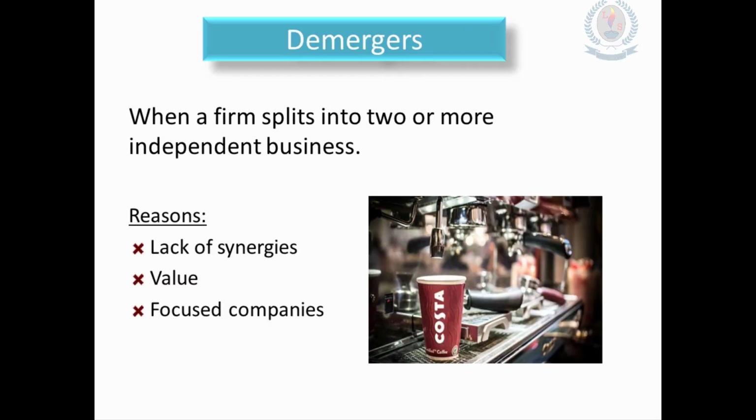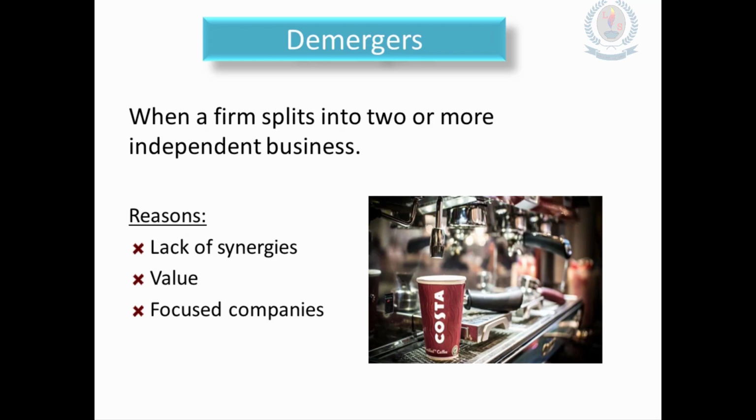In this slide, we are going to talk about demergers. A demerger occurs when a firm splits itself into two or more separate parts to create two or more firms. The new firms may be of roughly equal size. Sometimes the term is used to describe the sale of a small part of a business to another business.